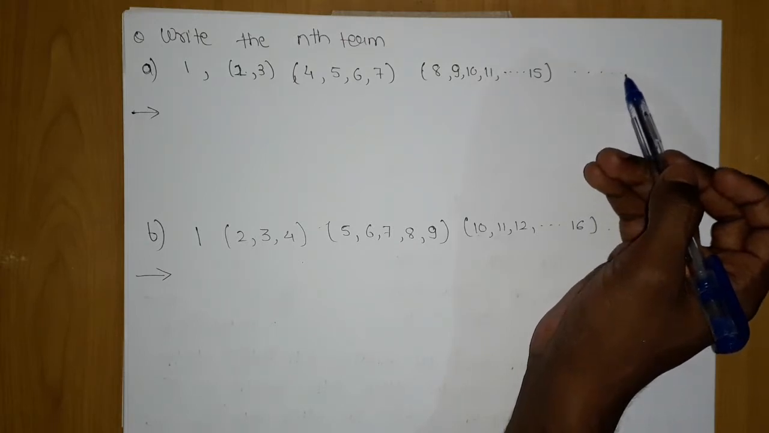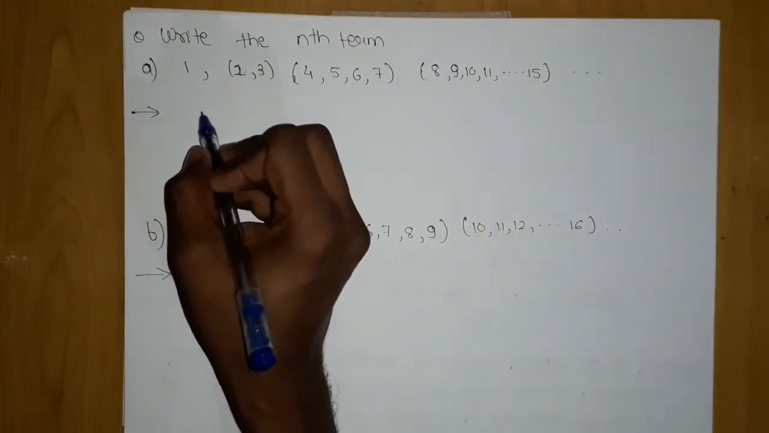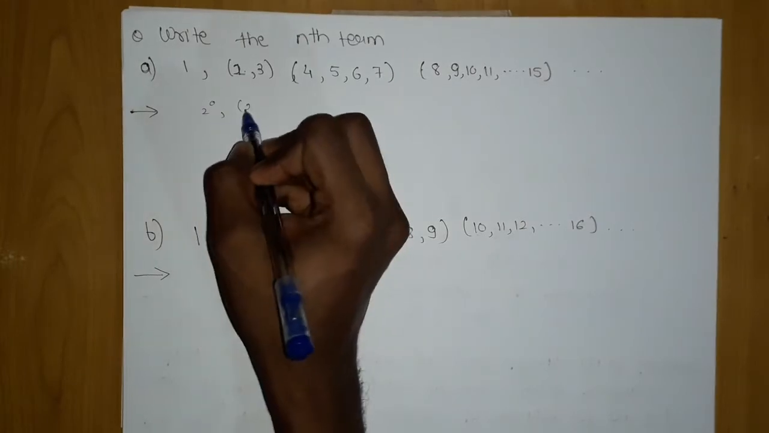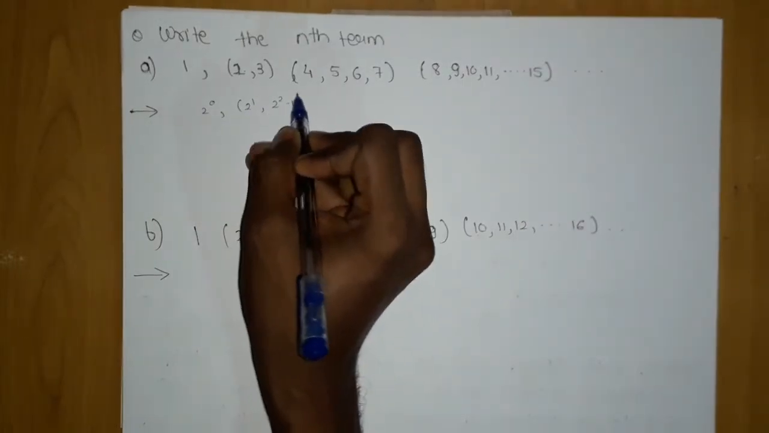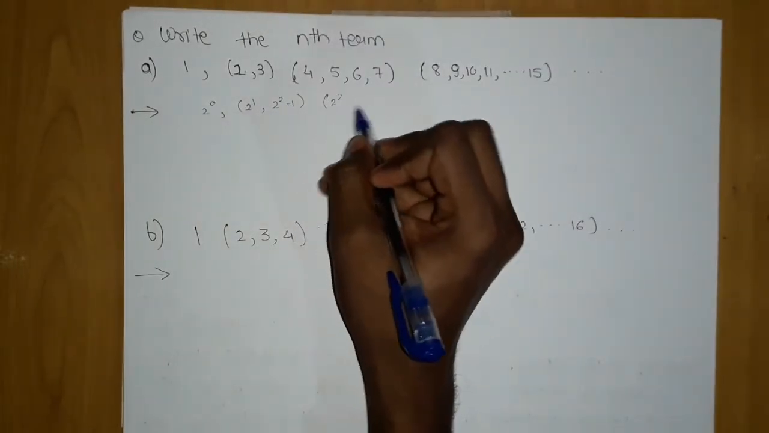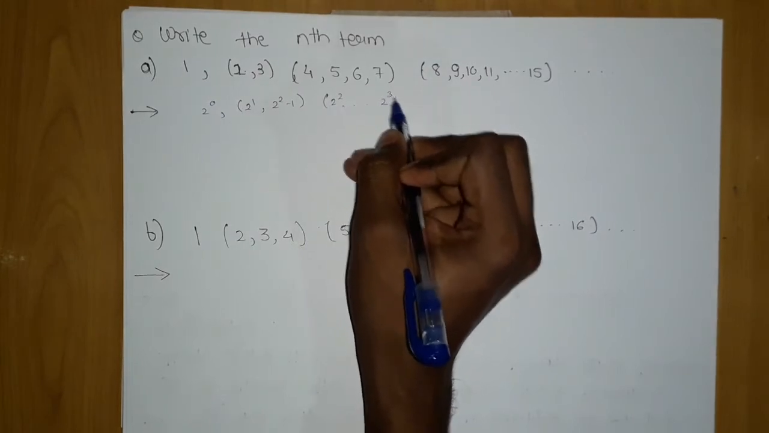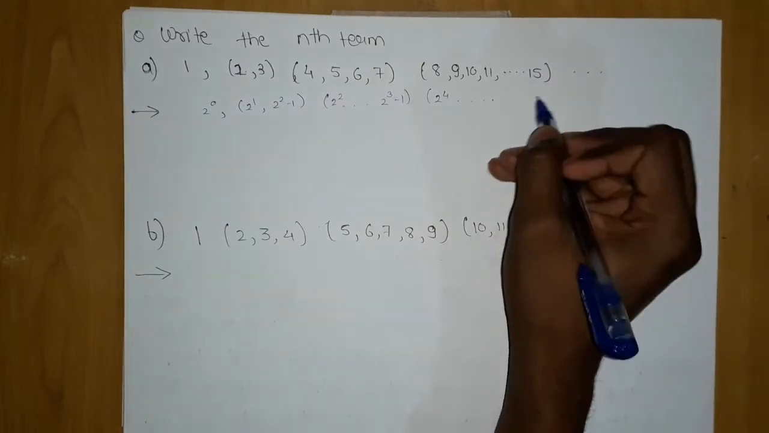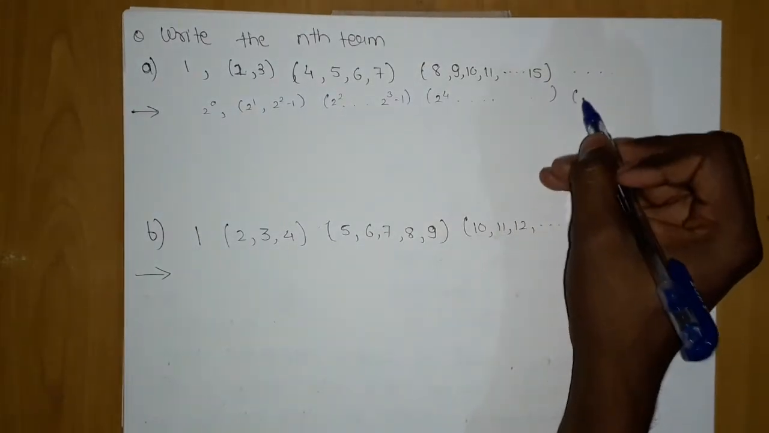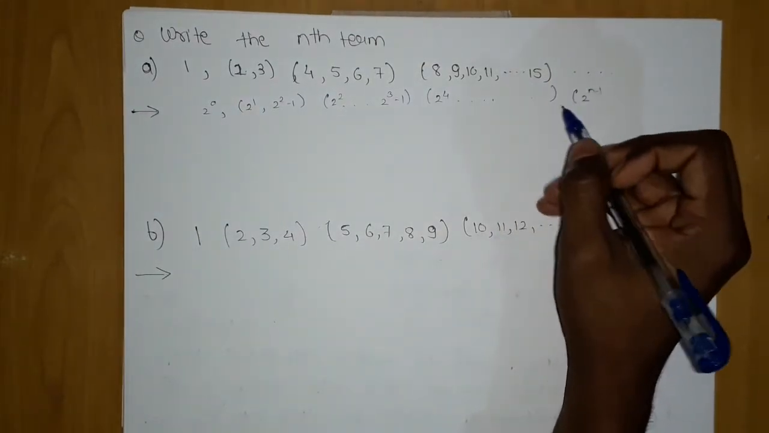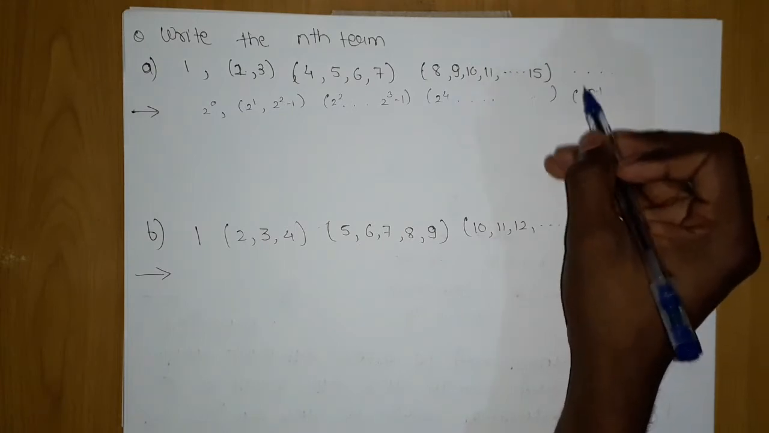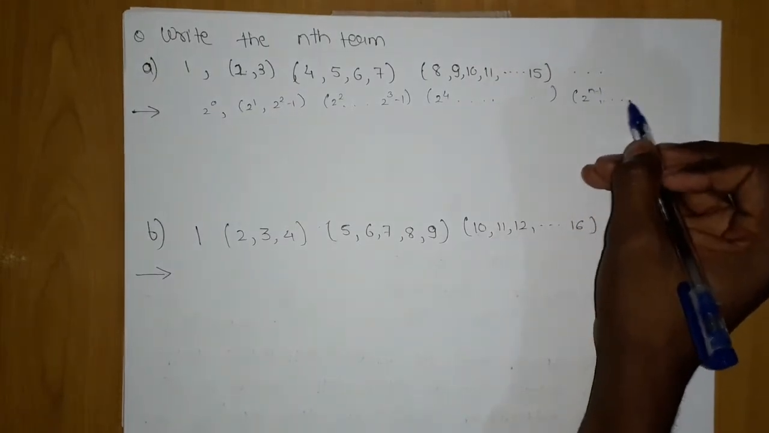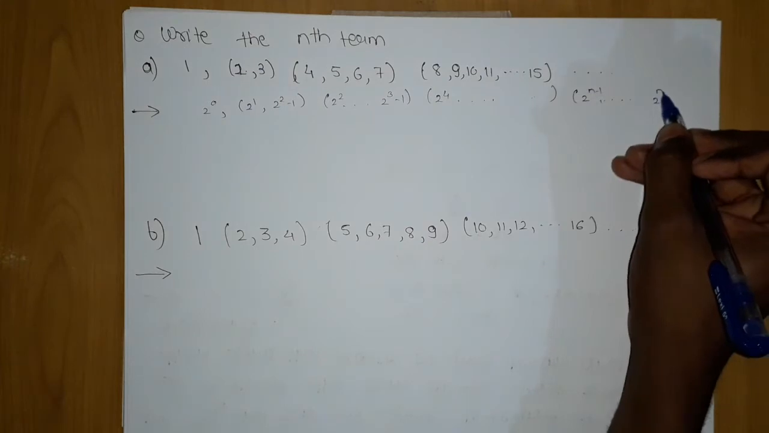Till 2 to the power n minus 1. So what I can write: this is 2 to the power 0, comma, 2 to the power 1, comma, 2 to the power 2 minus 1, similarly 2 to the power 3 minus 1. Similarly it goes on, and the last term is what? 2 to the power n minus 1. Then similarly it will go on till 2 to the power n minus 1.